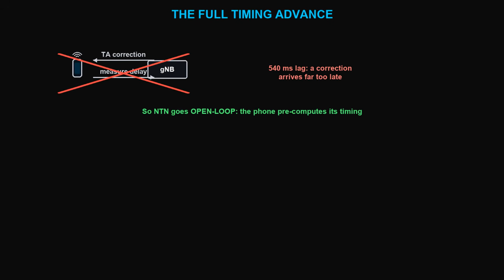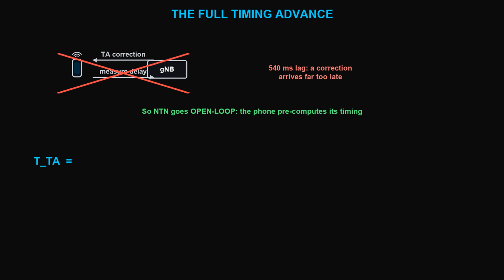In terrestrial 5G, timing advance is simple. The network measures how late your signal arrives and sends back a small correction. That closed loop can't work over geostationary orbit. By the time a correction came back, half a second has passed and the geometry has already moved. So NTN flips the model. Instead of waiting to be corrected, the phone pre-computes almost all of its timing advance ahead of time.